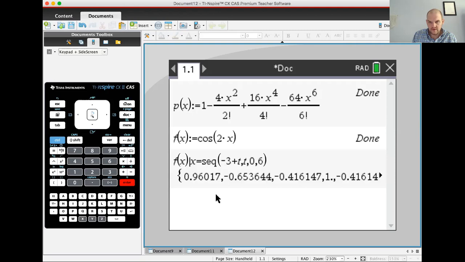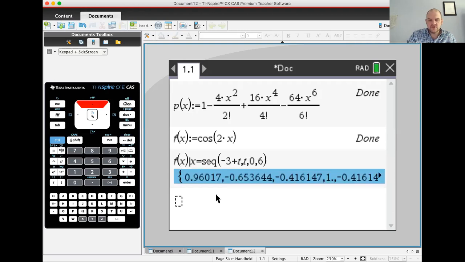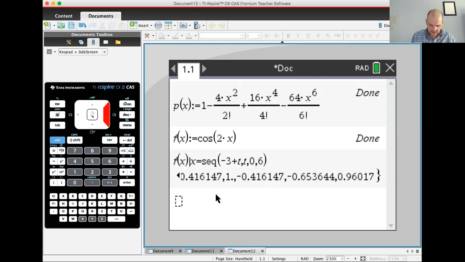Oh, whoa. Okay. So the first one's positive, then the next one's negative. That's interesting. 0.654, then -0.416, then exactly 1, because that's cosine. Then -0.416 again. This is an even function, so it should be symmetric here, exactly the same. And it is, if you look. Okay, and then we also have to plug into p of x.